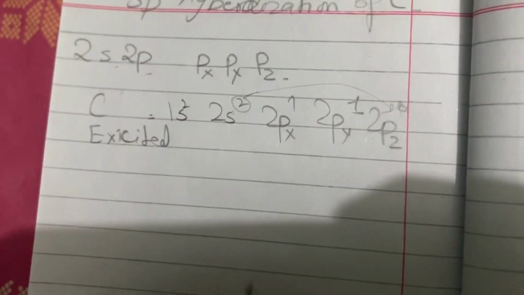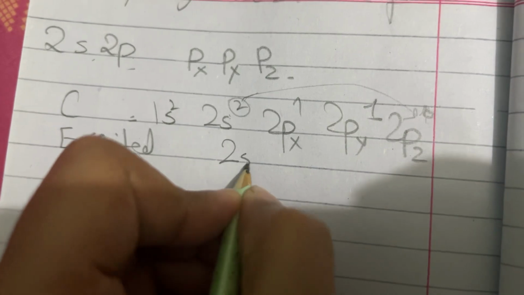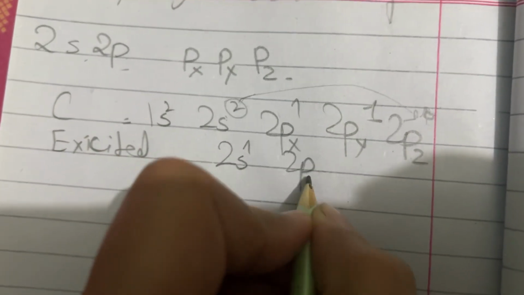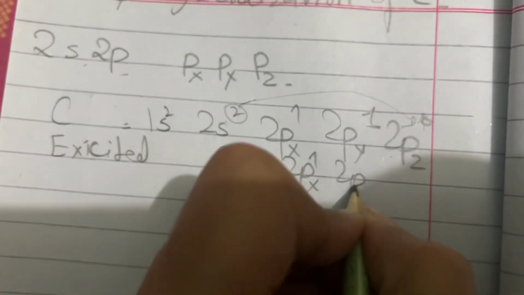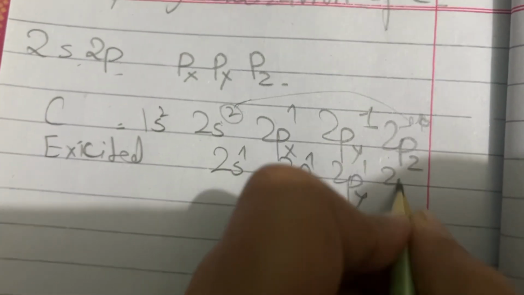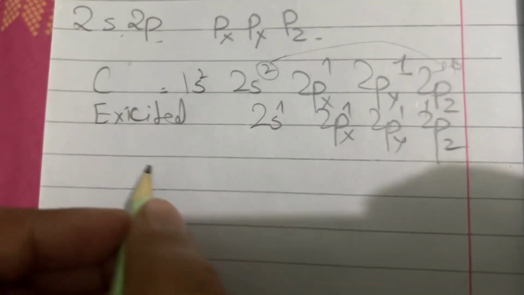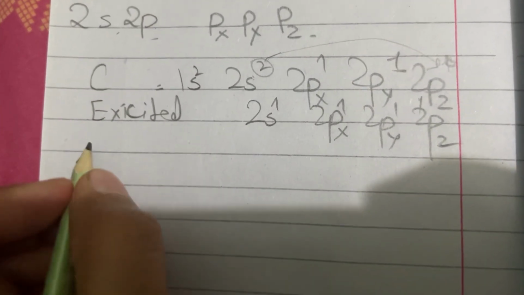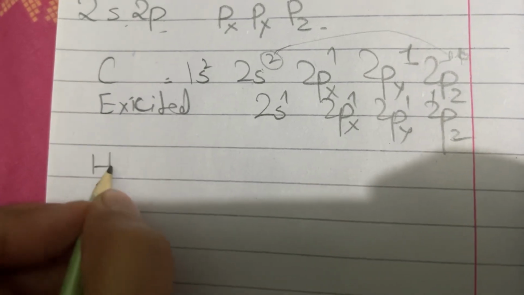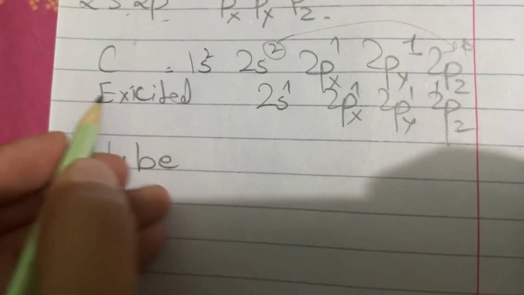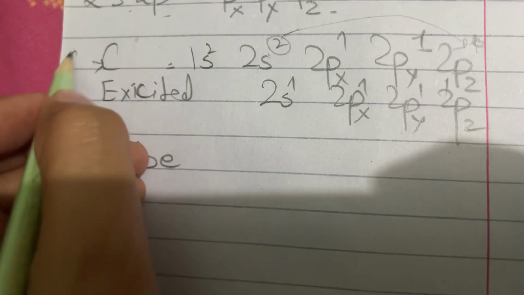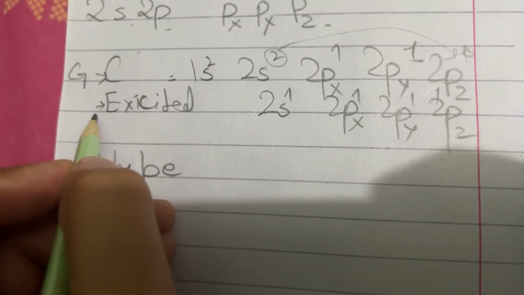Okay, so you can write it 2s1, 2px1, 2py1, 2pz1. So this is the excited state. After excitation, this is the excited state, and before it, this was the ground state.